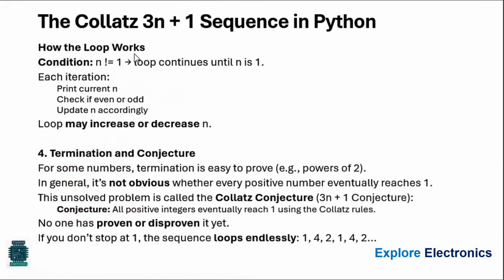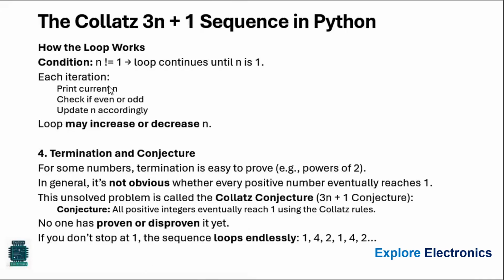Let us see how the loop works in the Collatz 3n plus 1 sequence. The condition is n is not equal to 1. The loop continues until n becomes 1. In each iteration, print the current n, check if it is even or odd, and update n accordingly.